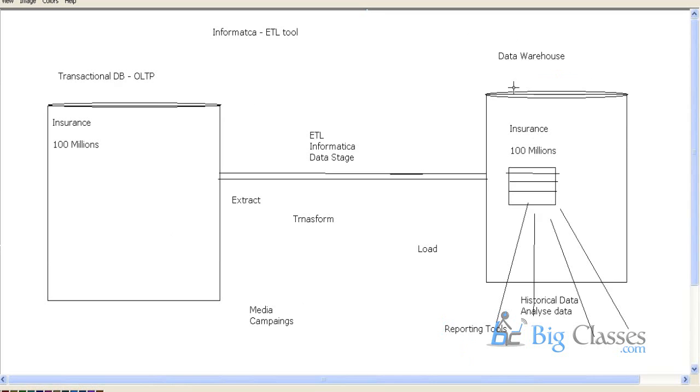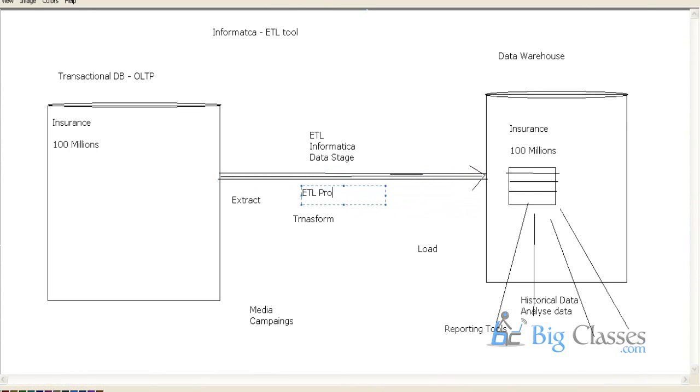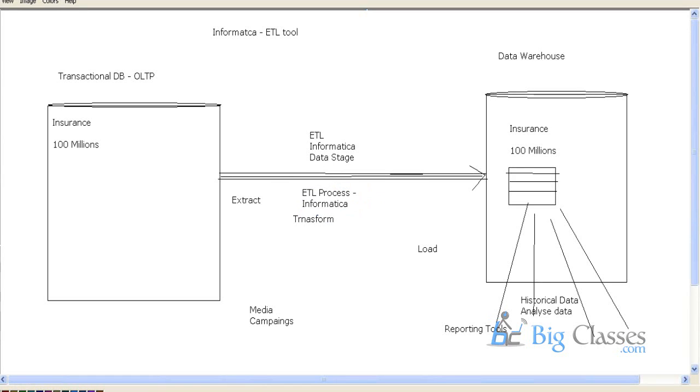Is it using some tool, or what is the process of moving data from the transactional DB to the warehouse? See this arrow mark, right? Using Informatica, we are going to load data from here to there. This is the data processing. This is your ETL process. Here your ETL process will come into the picture, and we are using Informatica in this ETL process. Using Informatica, we extract data from here and keep the data into your target databases. Clear?